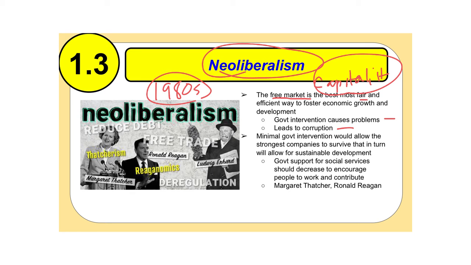Neoliberals also believe that letting the market operate without intervention would allow the strongest companies to survive, and in turn will allow for sustainable development. So basically, if you're a company and you open up, if you're not strong enough to survive, then you are not strong enough to provide sustainable development for the country. So, for example, a company like Walmart that has been around is very sustainable because everybody goes there, regardless of how we feel about how Walmart treats its workers, et cetera. We still shop there. And so it's a sustainable company.